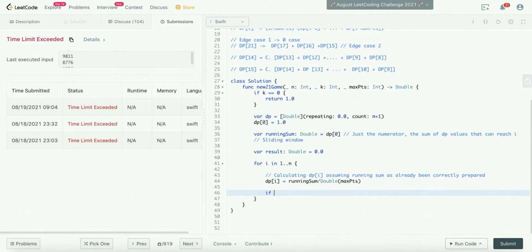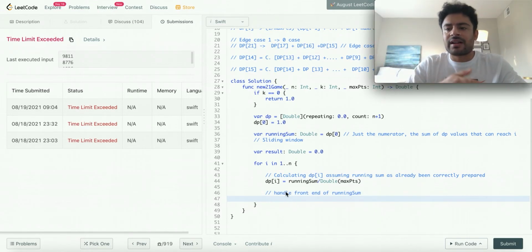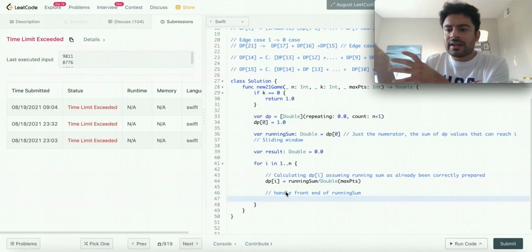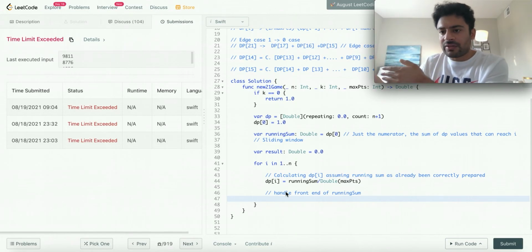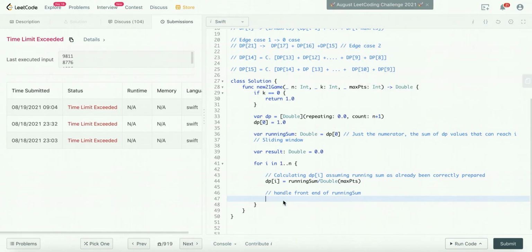Okay, front end of running sum. Cool, you'll understand what I mean by front end and tail end. Basically we have to add a new term at the front of the running sum and remove one term from the tail end or the rear end of the running sum, right? And that will differ, right?